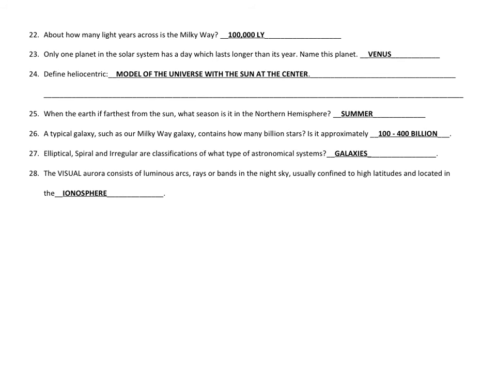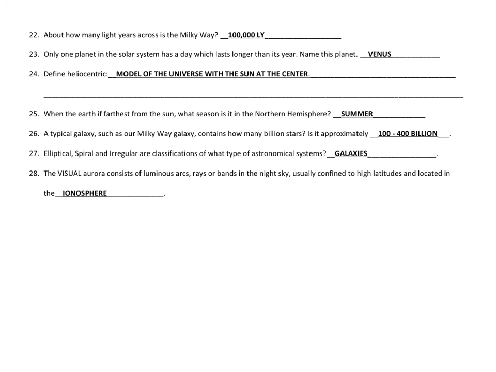When the Earth is farthest from the Sun, what season is it in the northern hemisphere? Again, counterintuitive, that would be summer. We're furthest from the Sun during the summer, and thank goodness, because it's getting warm. Think about how much warmer it would be if we were getting closer to the Sun.